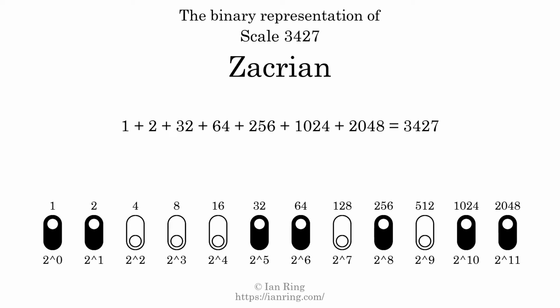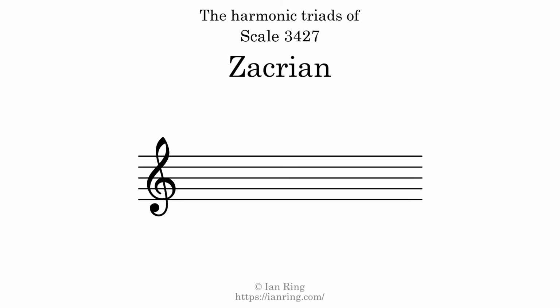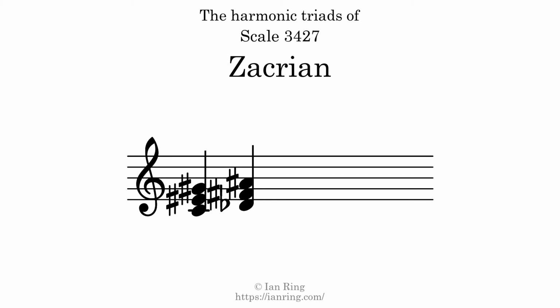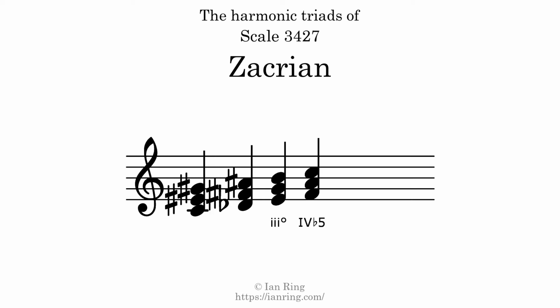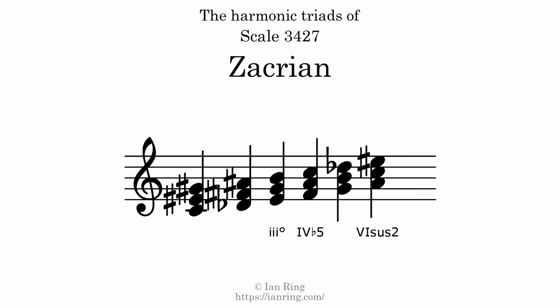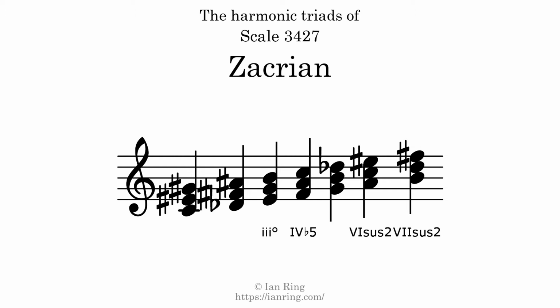3427. The scale number not only enumerates the scale with a unique index, but it also literally describes the tonal content of the scale. Represented as a binary number in base 2, the scale number is 1101011000011. Here are the harmonic triads present in this scale. Unnamed, unnamed, diminished, major flat 5, unnamed, sus2, sus2.